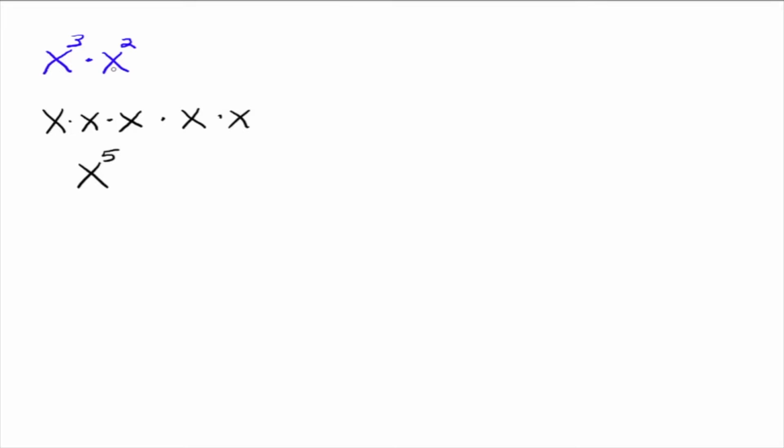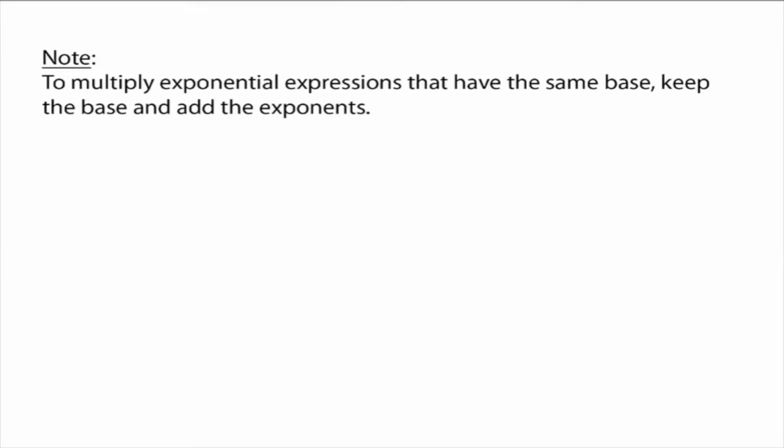Base x, and we keep the base, and we add the exponents. 3 plus 2 gives us the 5. And that is actually the entire product rule for exponents. Right? We're going to write it up as a note. Here you go. To multiply exponential expressions that have the same base, keep the base and add the exponents.